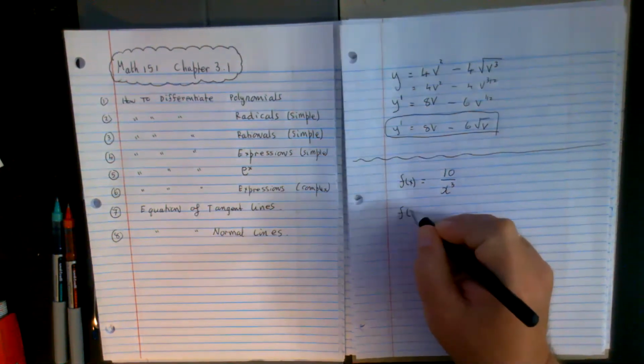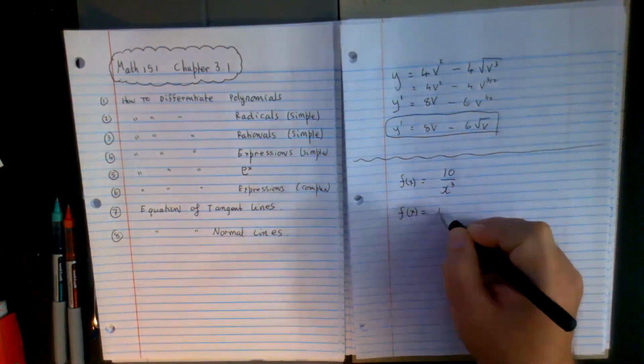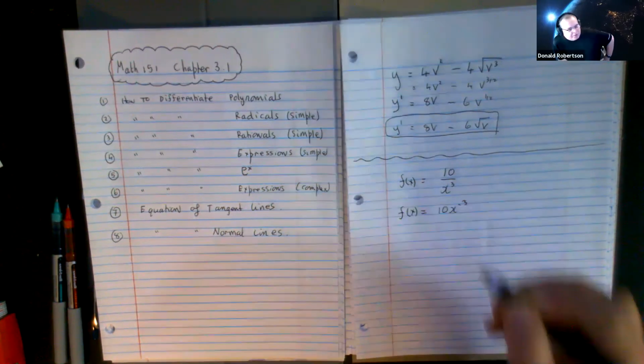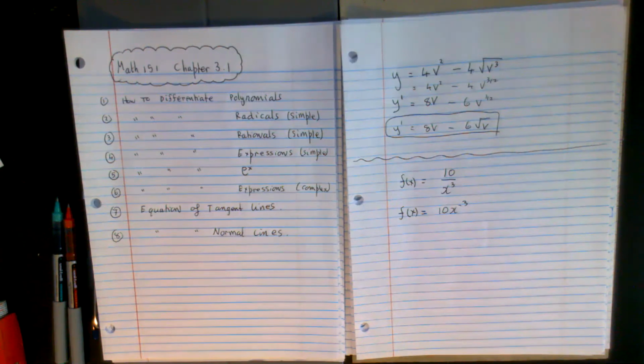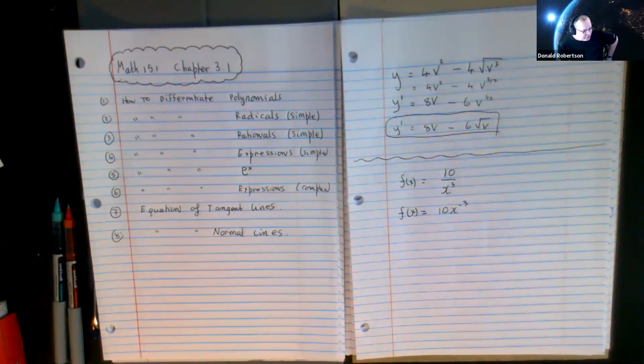Would it be 10x to the negative third? It would. Now, that's not the answer. I haven't differentiated it yet, but that's exactly what you have to do first. Agreed? Now, if it's written in that form, what rule do you think I'm now going to use to find its derivative? The power rule. I'm going to use the power rule. Hey, this is a pretty versatile rule, isn't it?